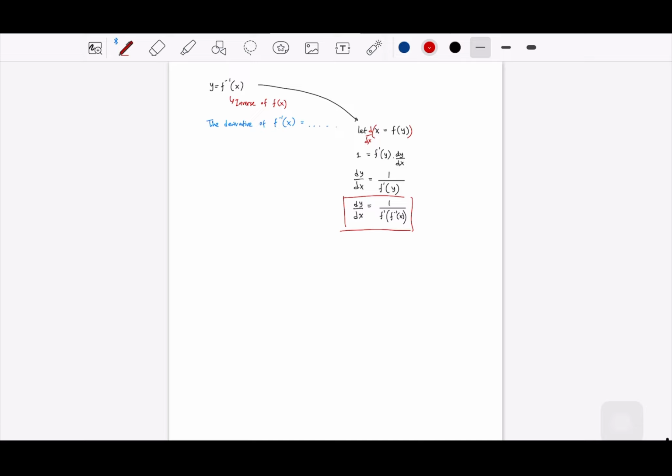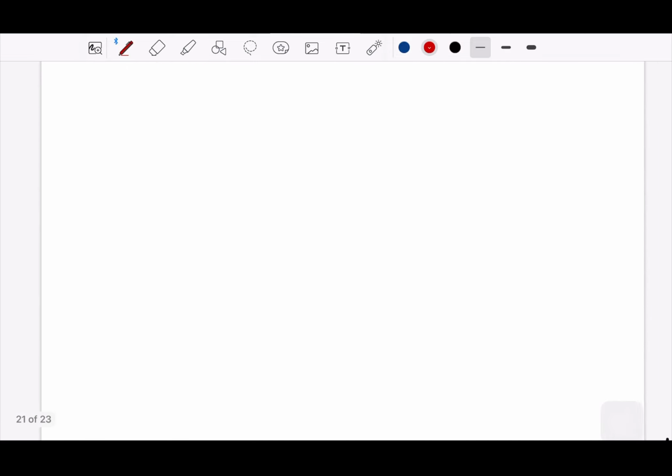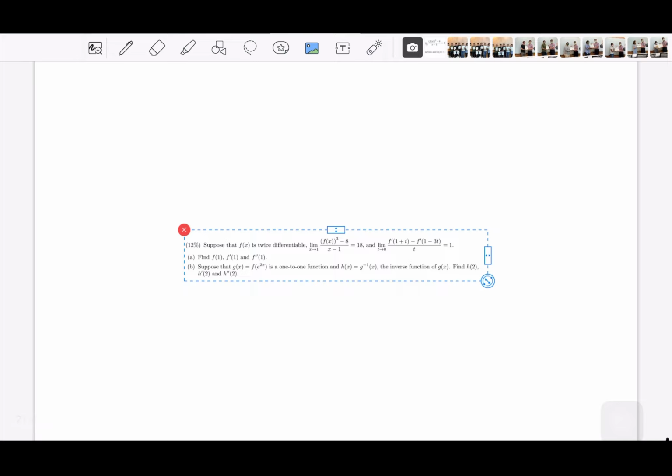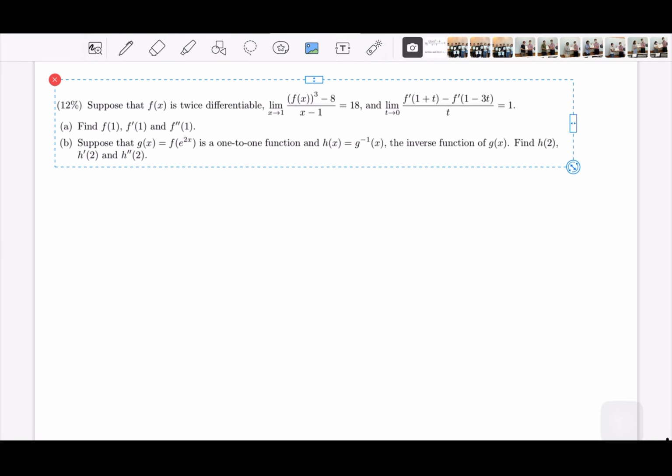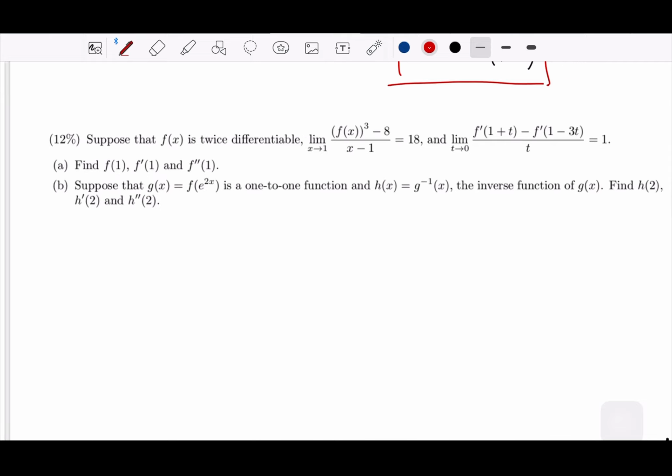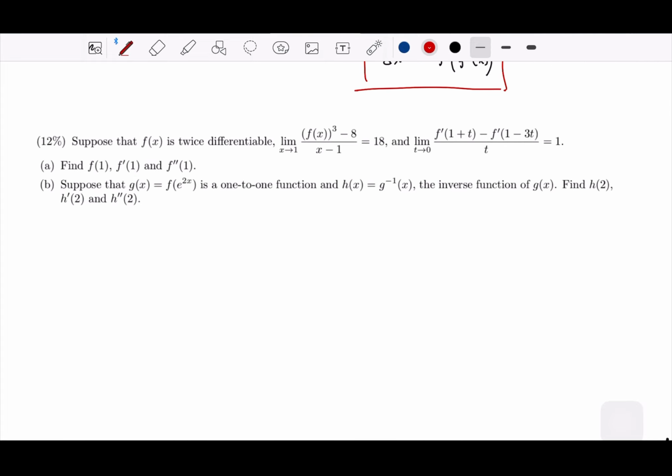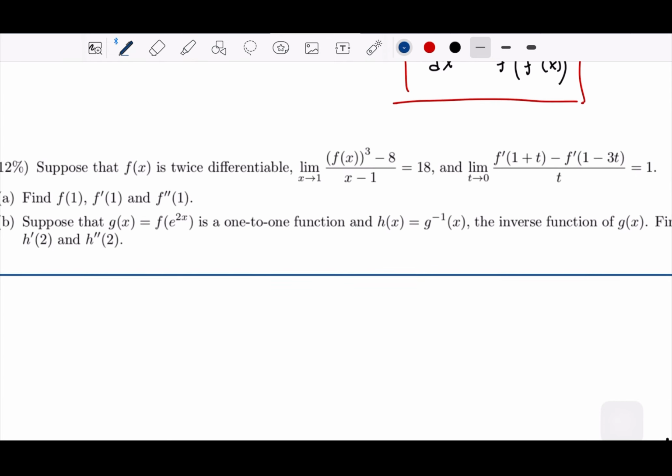After we learn about the inverse, let me go through an example. Read the question and solve it if you can, or wait for my explanation after a few minutes. You can try it now, and you can pause the video if you want. Okay, let's start to solve this. Read the question carefully.